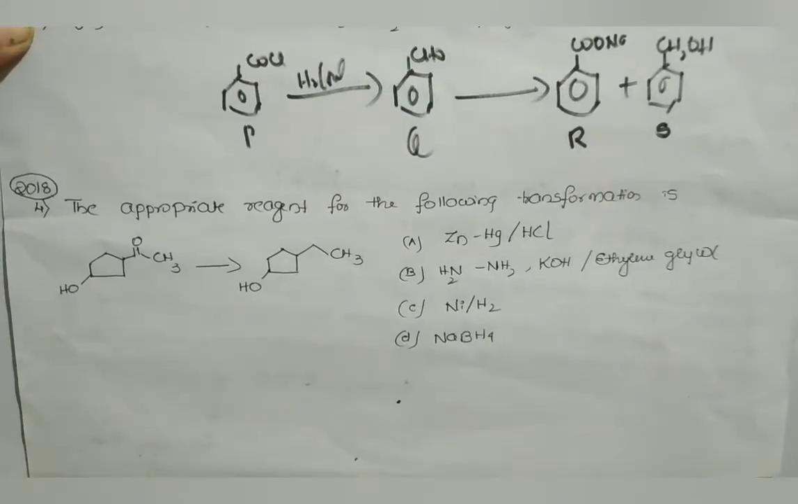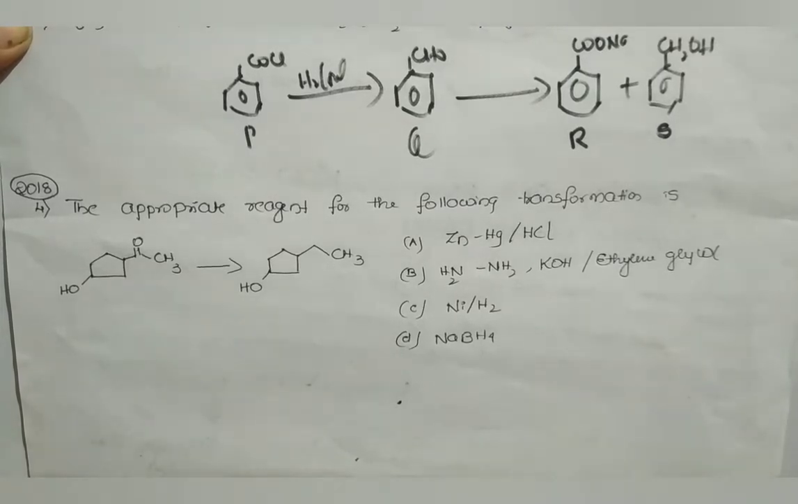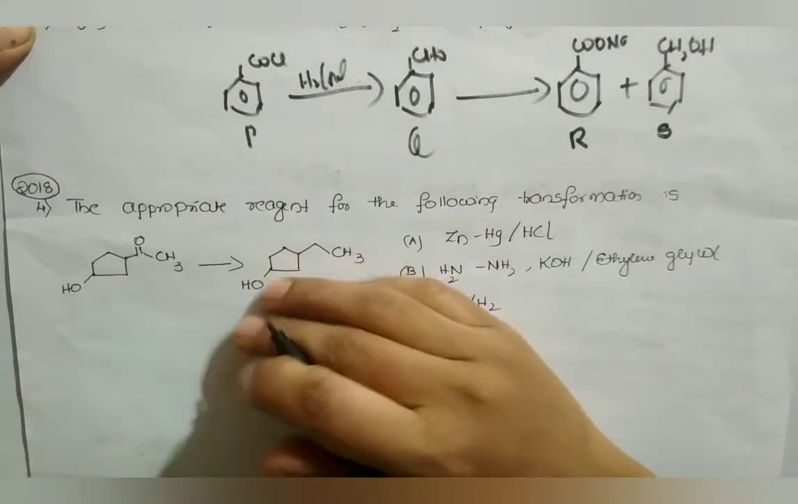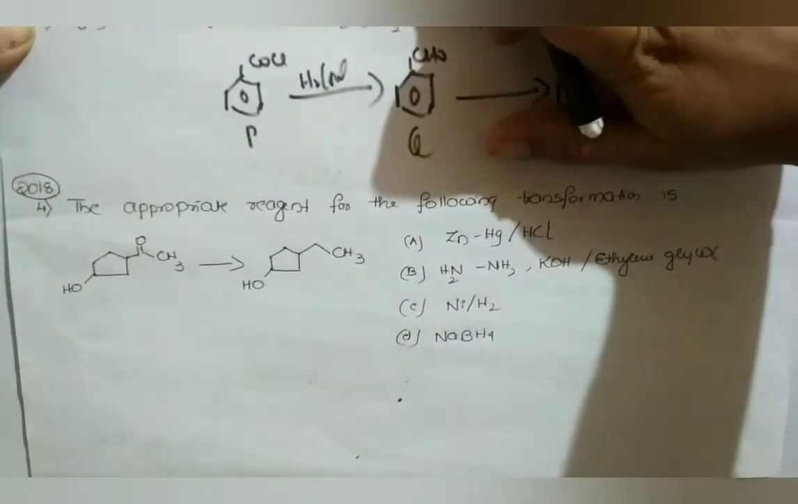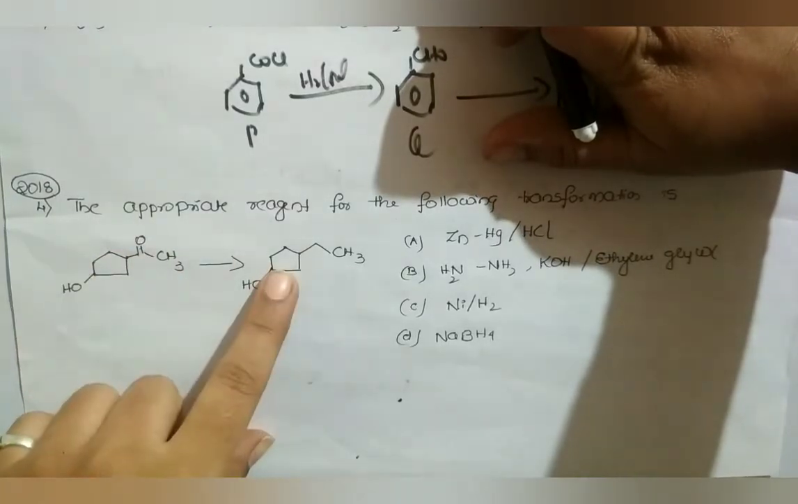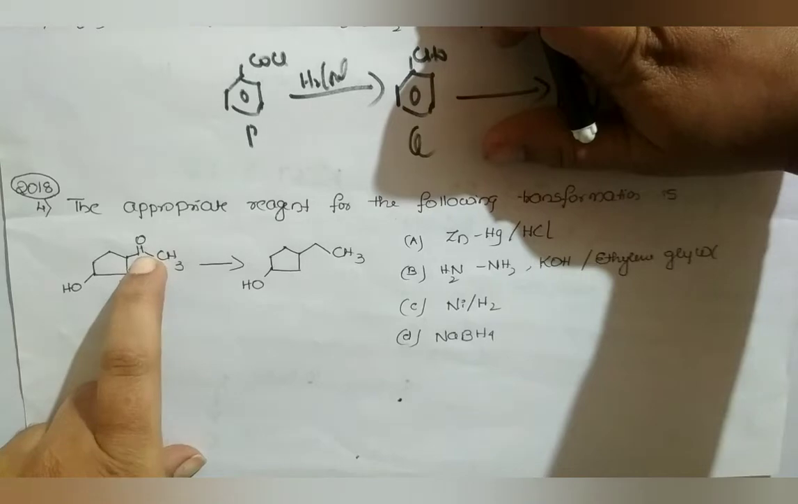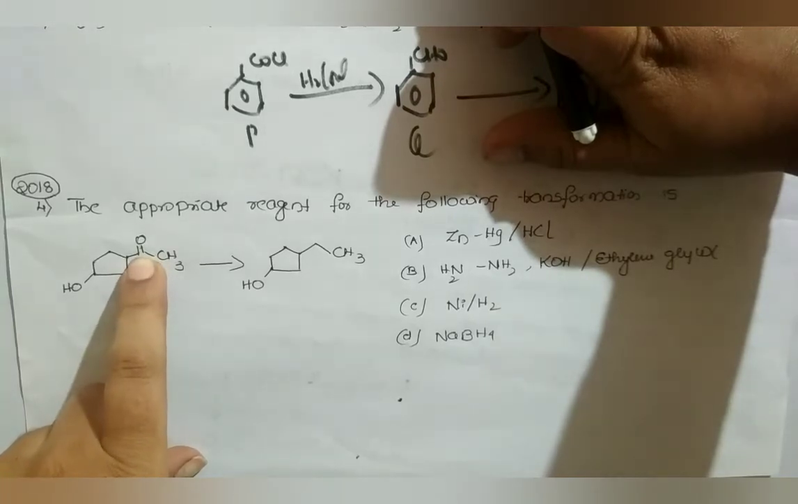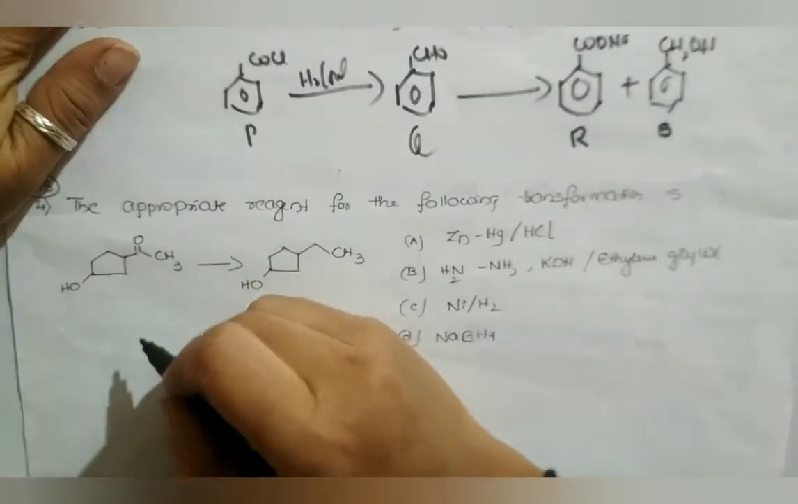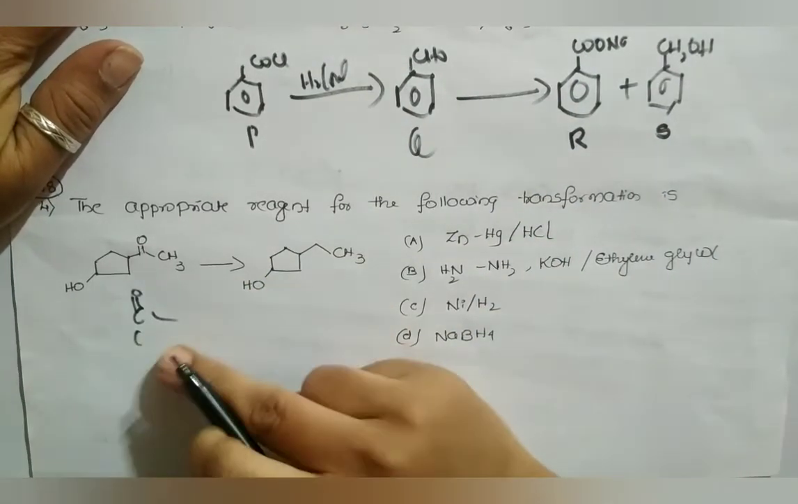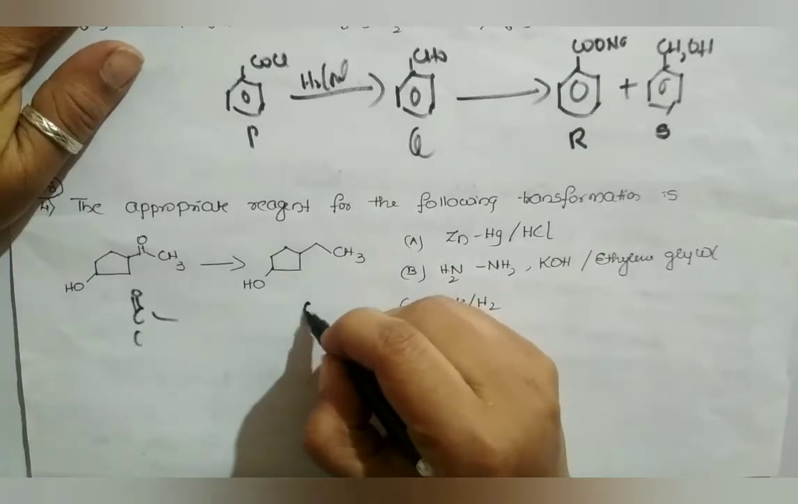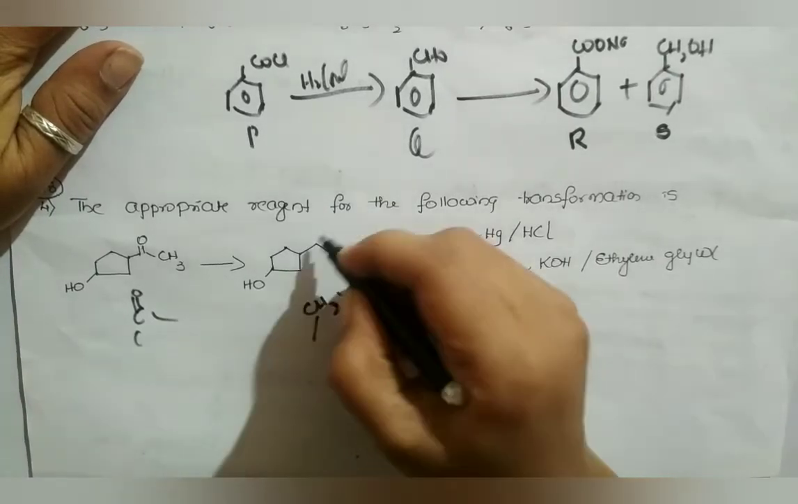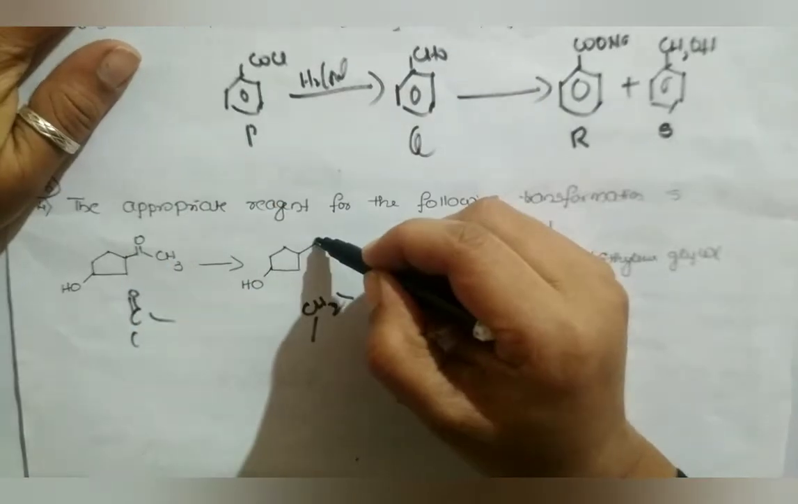So let us move to the next part, that is from 2018. The appropriate reagent for the following transformation is. So what I want to know here, I am not going to concentrate on anything. The only thing is where the change is happening. See here, we have a CO group, that is a ketone group, and this ketone group is converted into a CH2 group. Oxygen is removed, and in that place hydrogen is added.